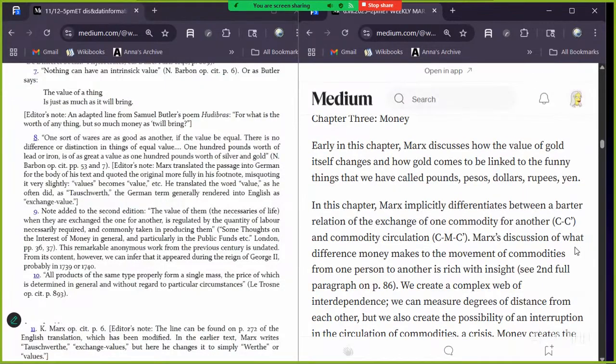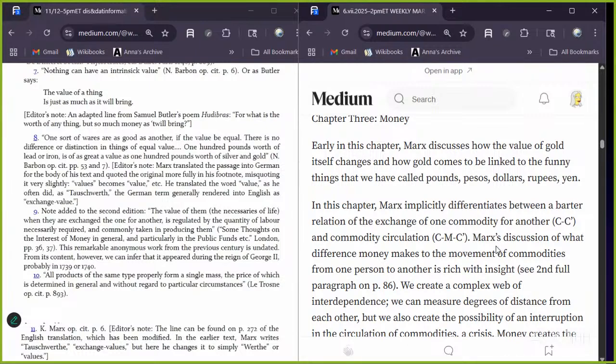Chapter 3, Money. Early in this chapter, Marx discusses how the value of gold itself changes and how gold comes to be linked to the funny things that we have called pounds, pesos, dollars, rupees, yen, etc. This is chapter 3 on money.